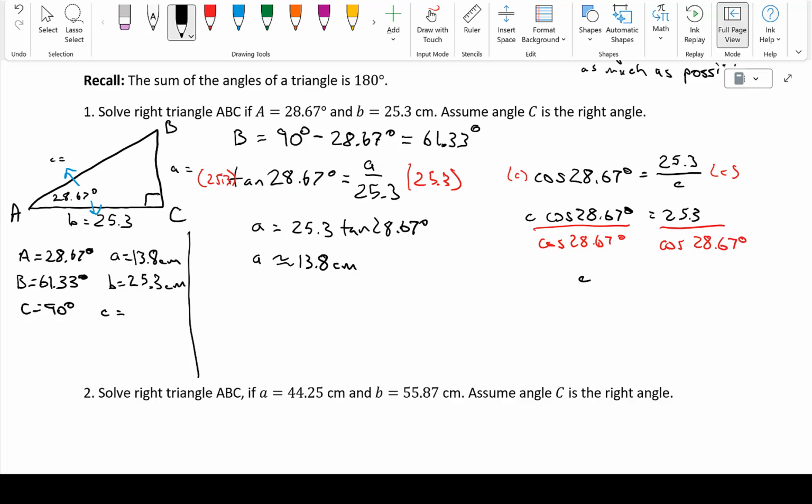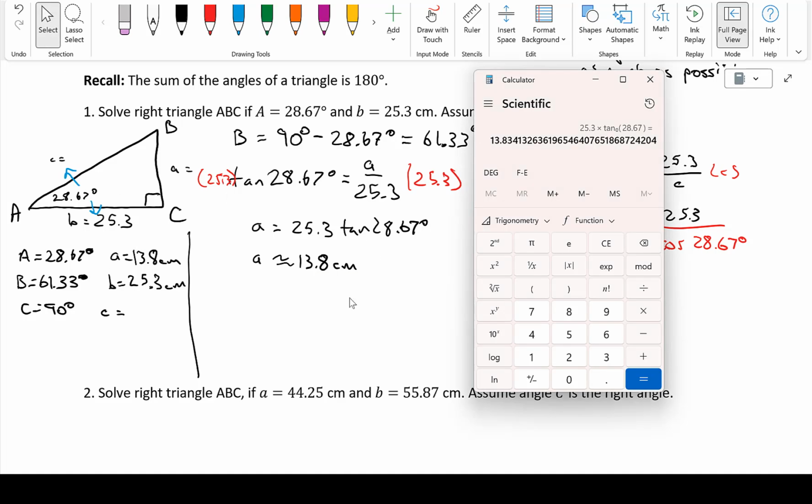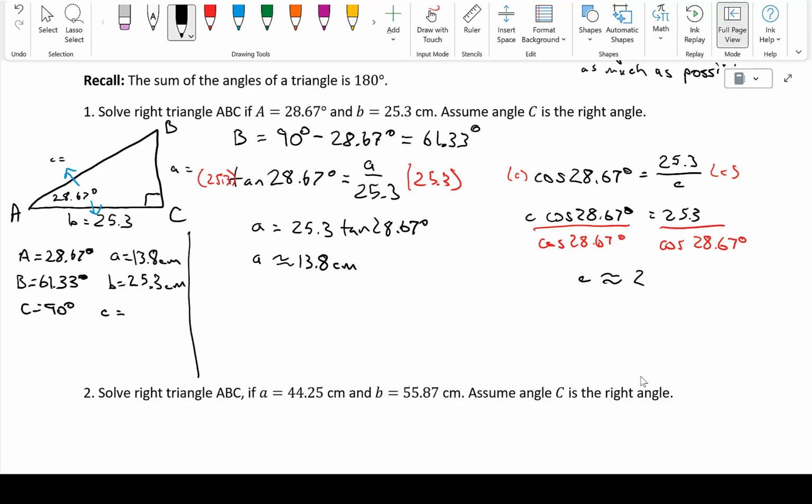So little c is approximately 25.3 divided by, cosine of 28.67 degrees. Doing the division, I get 28.8 centimeters. So little c is approximately 28.8 centimeters.